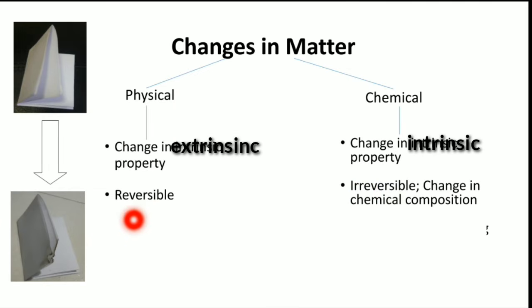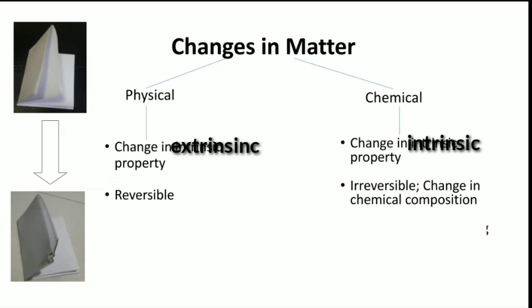So when a physical change happens in a sample of matter, the chemical composition remains or can be retained. Chemical change results in alteration of the chemical composition of that matter, and the process is irreversible. So those are the big differences between the physical and chemical changes.